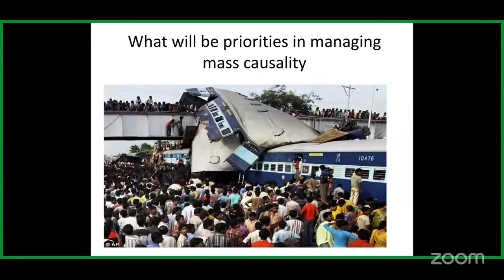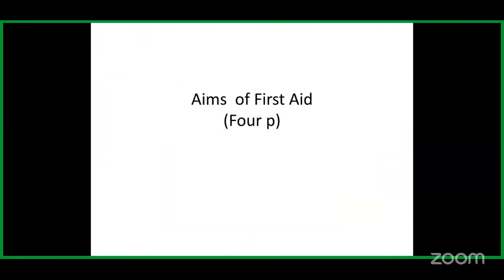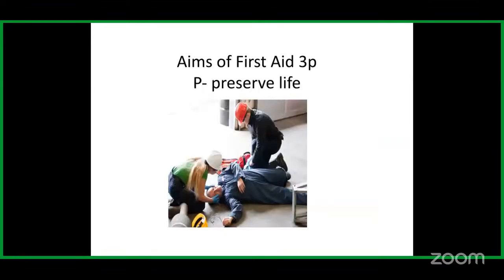So in managing mass casualty, the first things to be remembered are triage and crowd management. When it comes to first aid, what are the major things to be remembered? Why do we do first aid? The first thing is to preserve life. So what is preserving life? Preserving life means supplying oxygen to the brain till the person reaches the hospital. So we are not saving life there, we are preserving life. The person is already unconscious and not breathing.